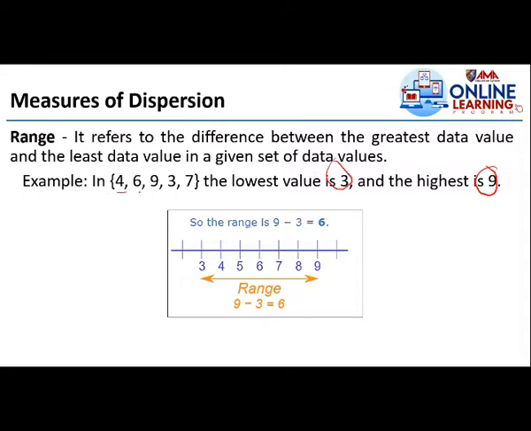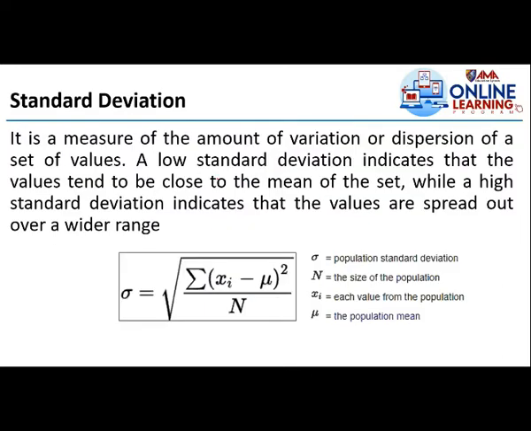So, for example, 4, 6, 9, 3, and 7. The greatest value is 9. The lowest is 3. You simply subtract, then the range is 6. That's it. Okay? So that's the dispersion between the numbers 4, 6, 9, 3, and 7 with each other and also from the mean. Now, let's go to the standard deviation.